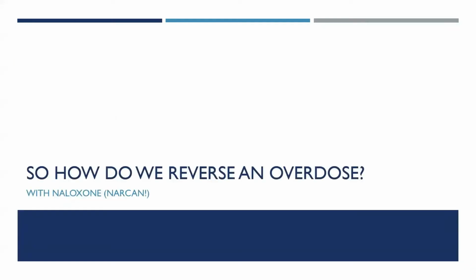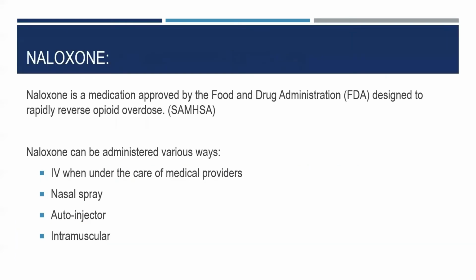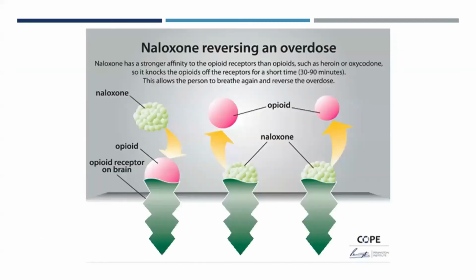So how do we reverse an overdose? Well, we use naloxone or Narcan. What is naloxone? Naloxone is a medication approved by the FDA designed to rapidly reverse an opioid overdose. It can be administered to a person in multiple ways. Today, we will be learning about the nasal spray, but in a hospital setting, you could get it through an IV. Some people will give it to you like a shot in your leg, or also in an auto injector, like an EpiPen or insulin if you were diabetic.